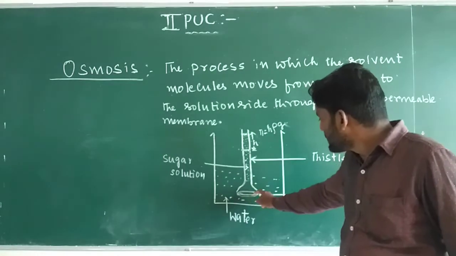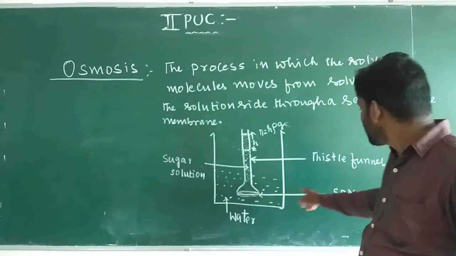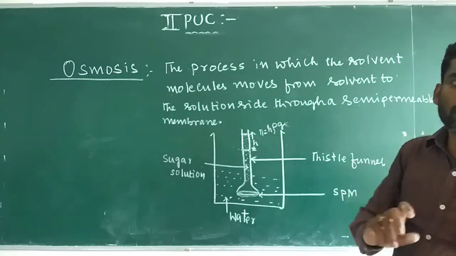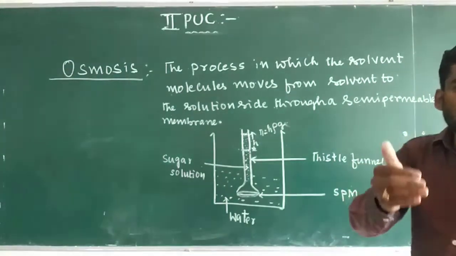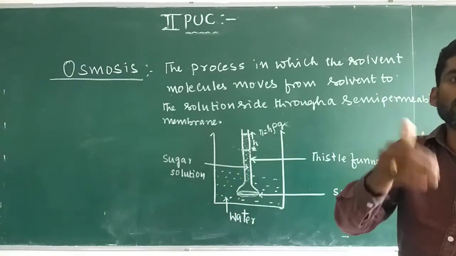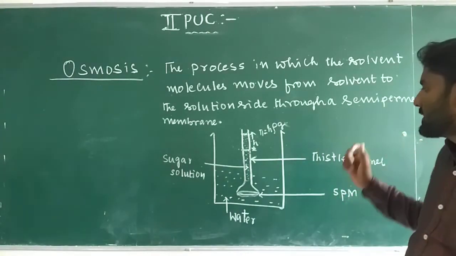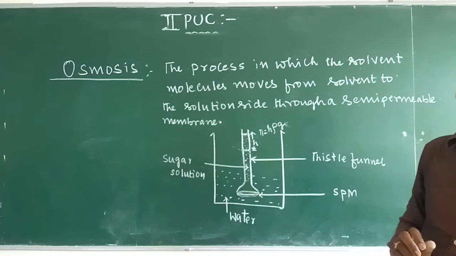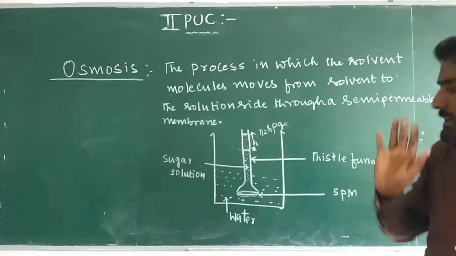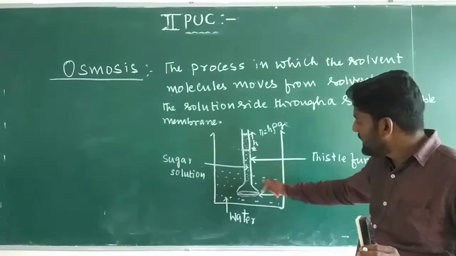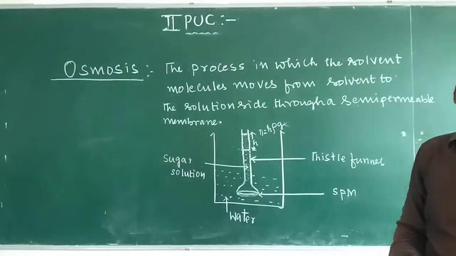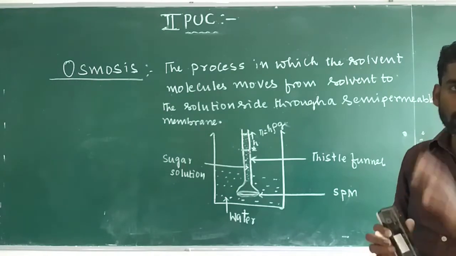The mouth of the Thistle funnel is tied with or covered with a semi-permeable membrane like parchment paper, pig's bladder skin, cellophane paper, or cupric ferrocyanide. The Thistle funnel is inverted and placed in a beaker containing pure water.